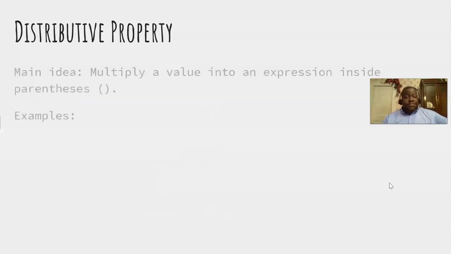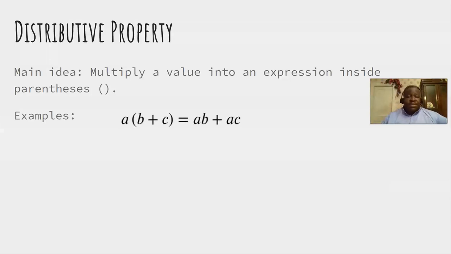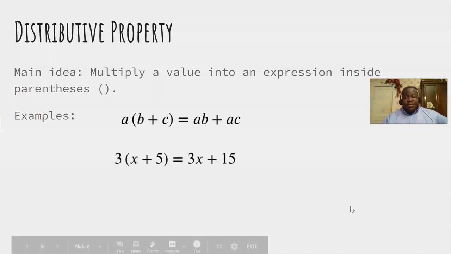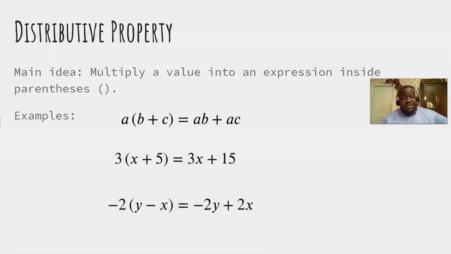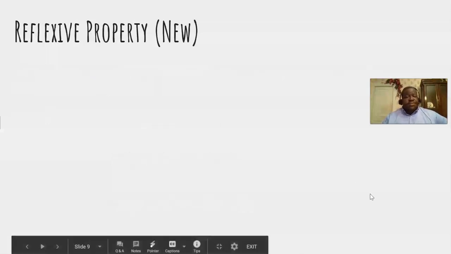Distributive property. The main idea, you multiply a value into an expression inside the parentheses. So for instance, a parentheses b plus c is going to be equal to a times b plus a times c. Looking at that with values, 3 times x plus 5 is going to give us 3x plus 15. If we do that with negative 2 times quantity y minus x, that gives us negative 2y plus 2x.